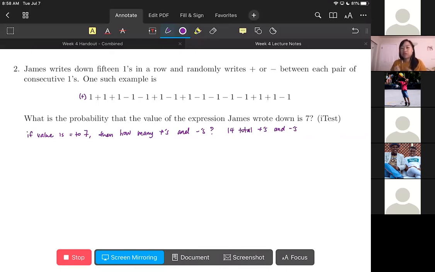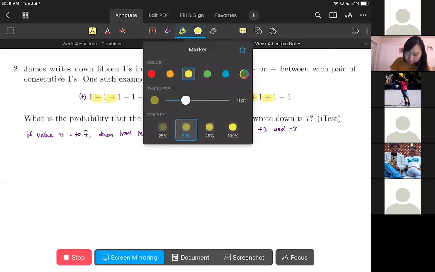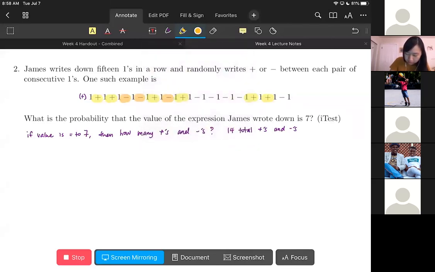There's a couple ways we can do this. We could guess and check and say, okay, if there's this many pluses and this many minuses, do we get 7? So in this example, we have 1, 2, 3, 4, 5, 6 pluses, and then 1, 2, 3, 4, 5, 6, 7, 8 minuses, and then we have this plus at the front. So in this example, it was 6 pluses, 8 minuses.